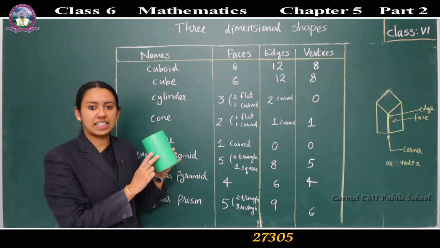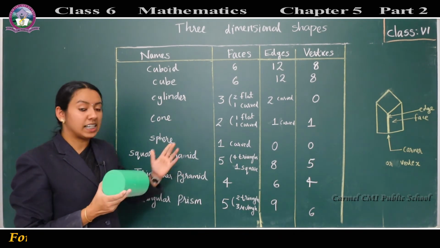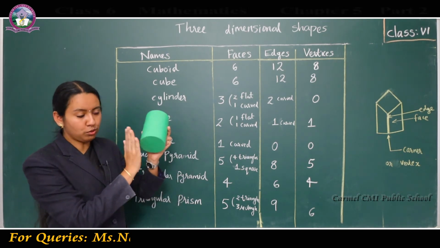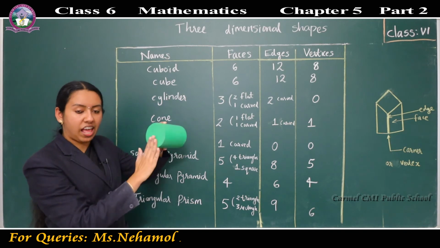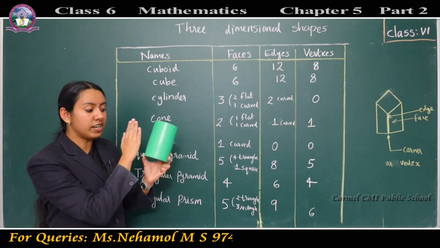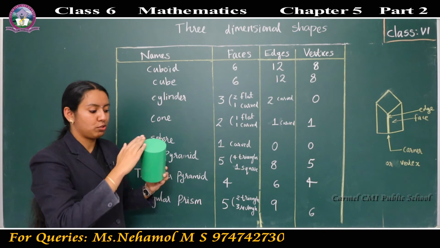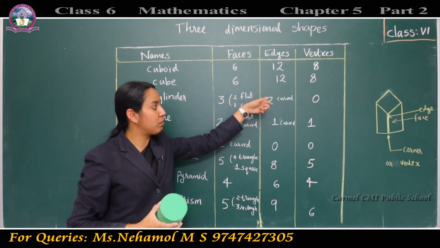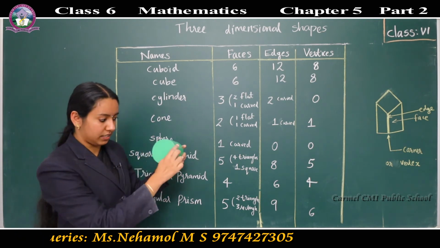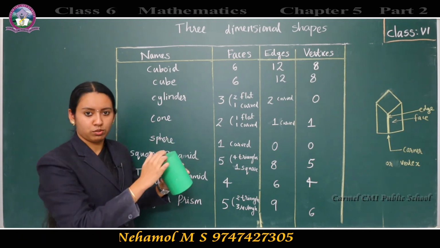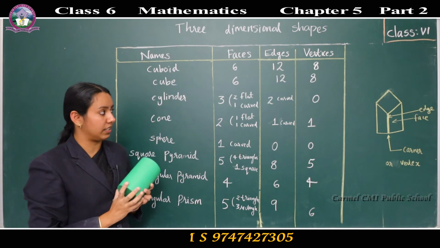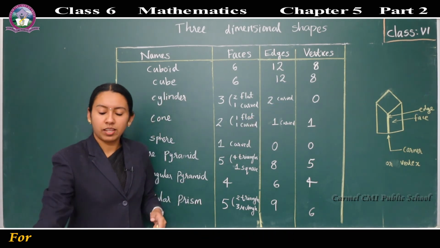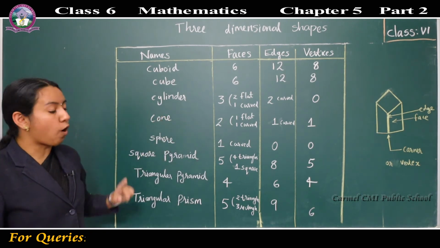Then next one, cylinder. This is a cylinder. For a cylinder, 3 faces are there: 2 flat faces and 1 curved face. Then how many edges are there? 2 edges are there, 2 curved edges. Then how many vertices are there? It has no vertex.